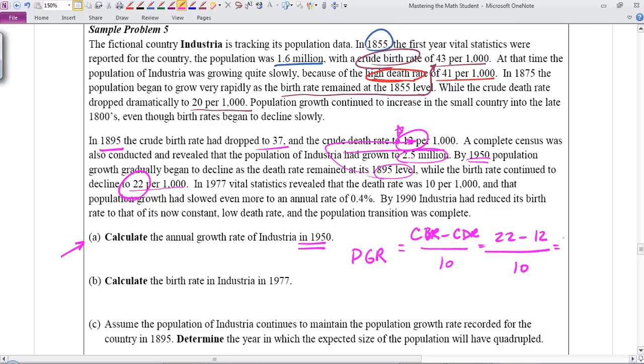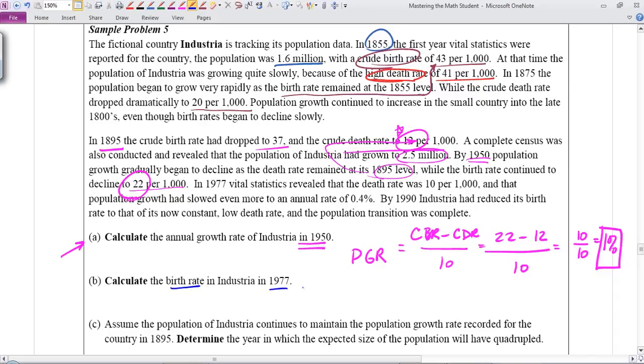So 22 minus 12 is a whopping 10, and 10 over 10 is 1, and so that's equal to 1%. So the PGR is equal to 1%. So then they ask me a different item, which is to calculate the birth rate in Industria in 1977.